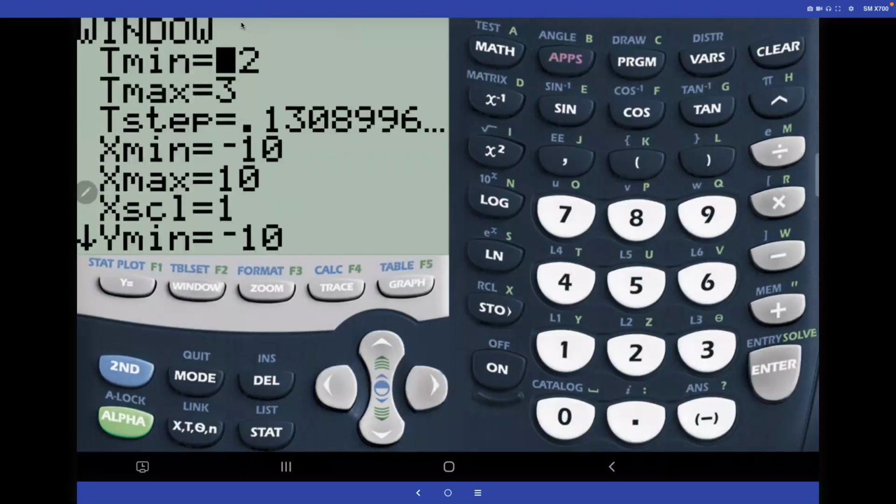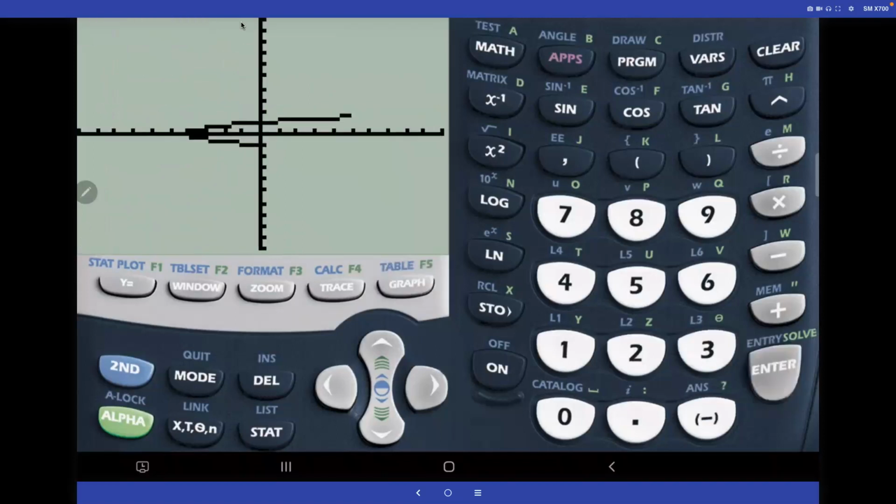My X's and Y's go from -10 to 10. There is a standard window still for parametric. The x and the y still go on the standard window, from negative 10 to 10. I actually forget if t goes from 0 to 2 pi or negative 2 pi to 2 pi. I'm just going to choose that. Looks like it goes from 0 to 2 pi. Any other questions?